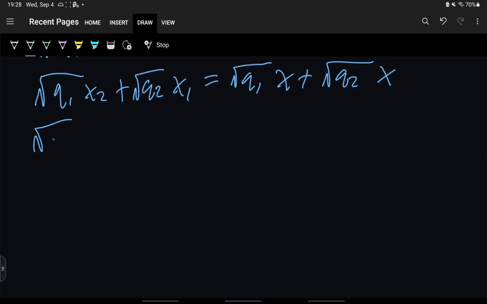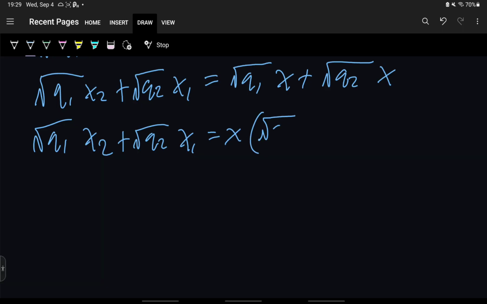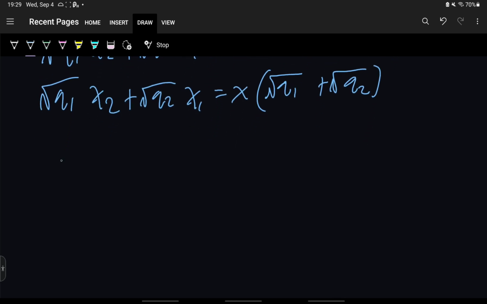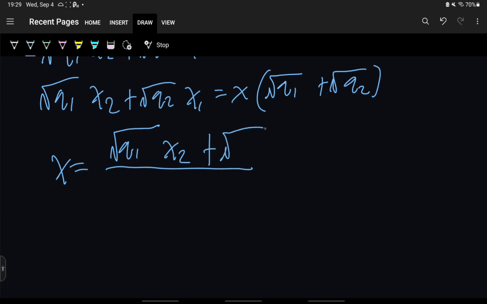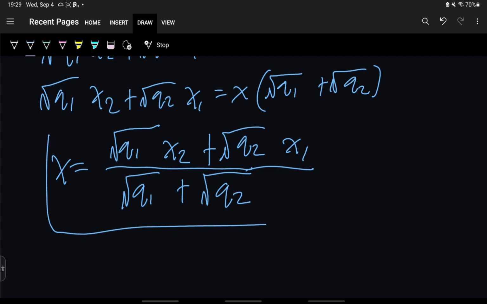So then the square root of q1 times x2 plus the square root of q2 times x1 is equal to x times the quantity square root of q1 plus the square root of q2. And finally, we can solve for x. So x is equal to, on the top of the division sign, the square root of q1 times x2 plus the square root of q2 times x1, all divided by the square root of q1 plus the square root of q2. And that is going to be our final answer.